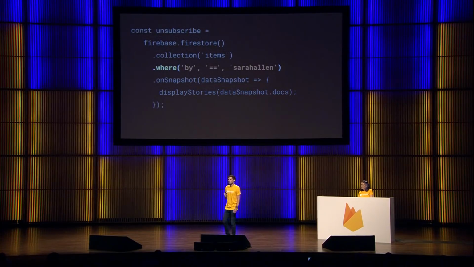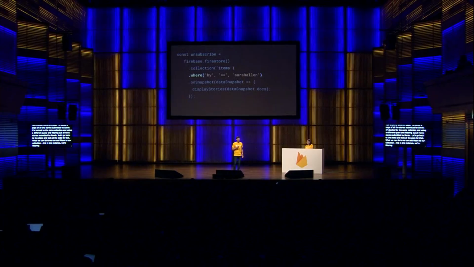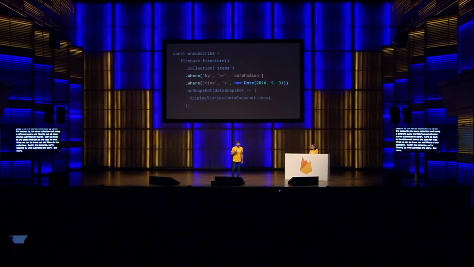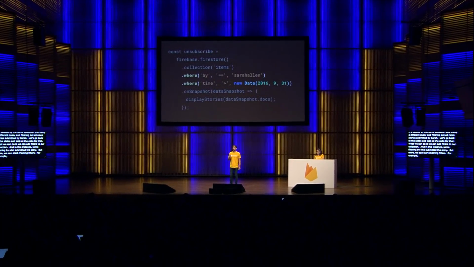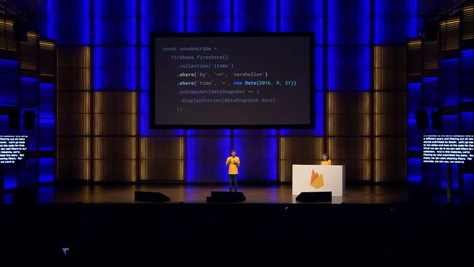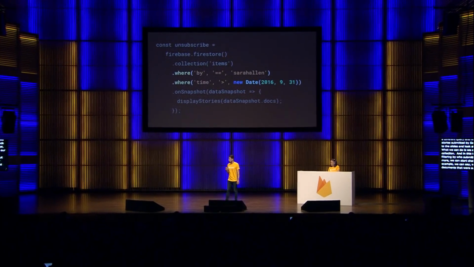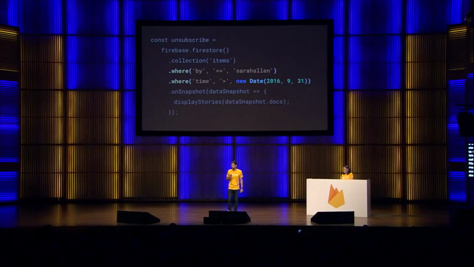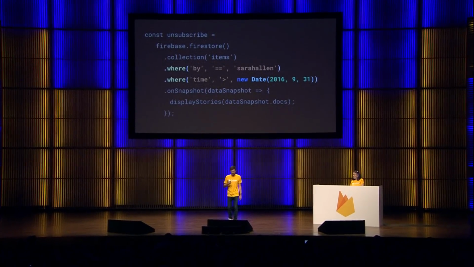What we can do is add filters to our collection. In this instance, we're filtering by who submitted the story. But more, we can start chaining filters. For example, we can say we want to look at documents that were submitted by Sarah Allen, but we want to limit it to documents that have been submitted in the last year.